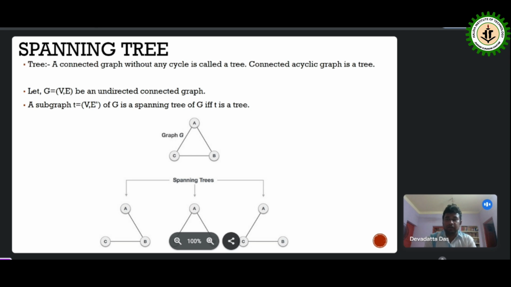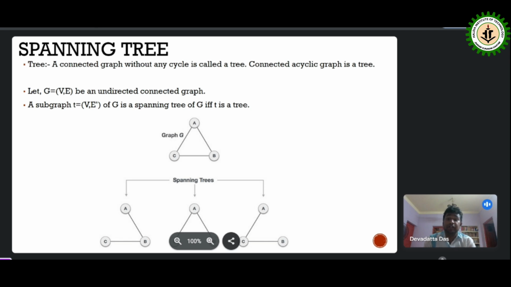So now the next topic will be the spanning tree, that is also a greedy method. So at first we have to discuss tree. So what is a tree? A connected graph without any cycle is called a tree, and also a connected acyclic graph is a tree. So a tree is like a graph, that means a connected graph. So let G equals V, E, where V means vertices and E means edges.